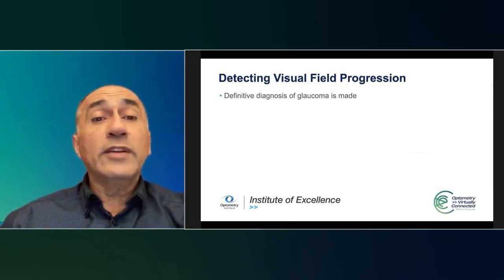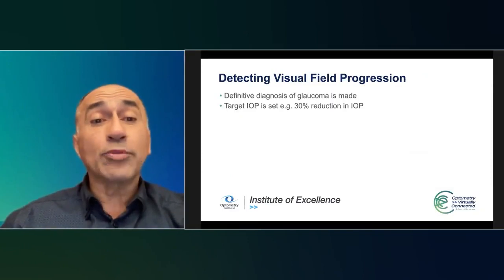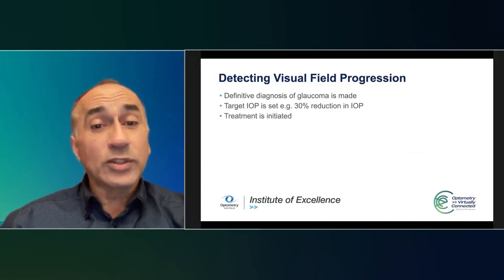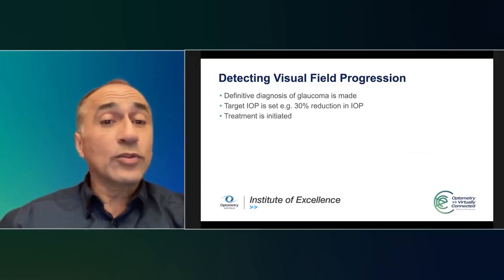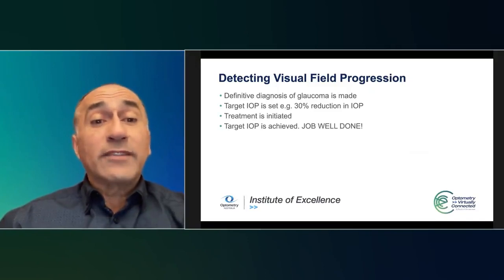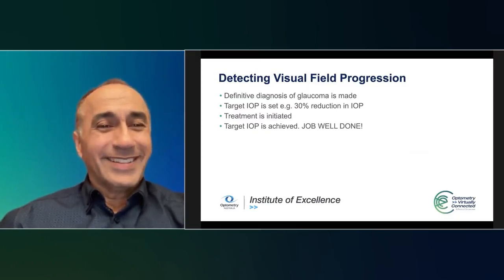Alrighty, you've made your definitive diagnosis of glaucoma. You've set your target pressure at 30% reduction, as we talked about in the previous lecture. You've started your latanoprost glaucoma drop. The patient comes back at 4 to 6 weeks and their pressure is at target. You reach around, you tap yourself on the back and say, job well done.